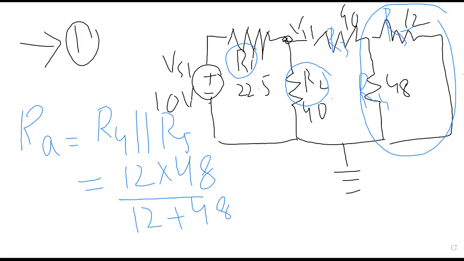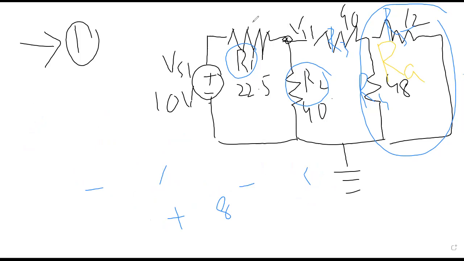And then after we calculate RA, we add RA to R3, but in series. It's 9.6 kilo ohm, the value calculated. So for this one, this is basically a node point. This R3 and this RA are in series, so it will combine into one resistor.